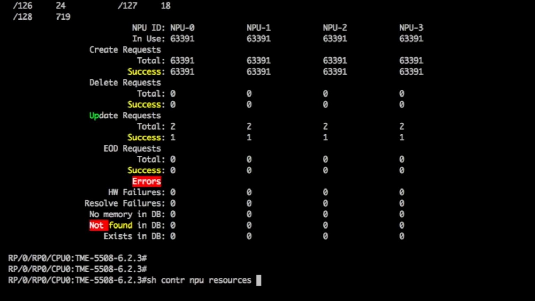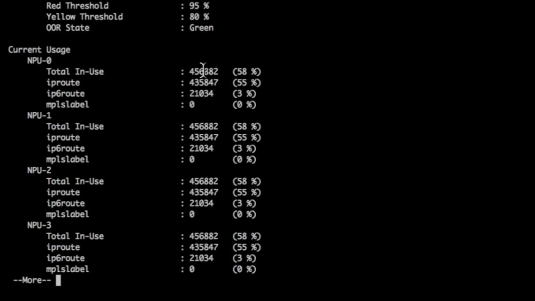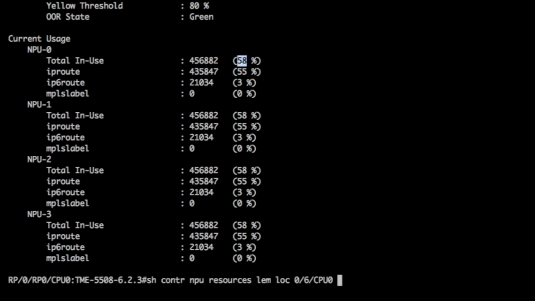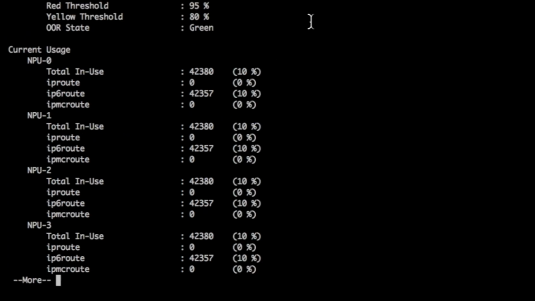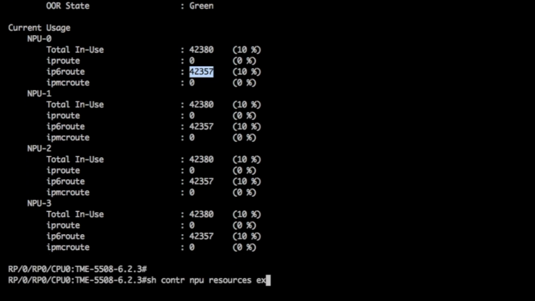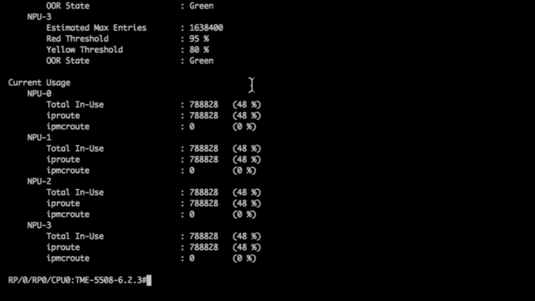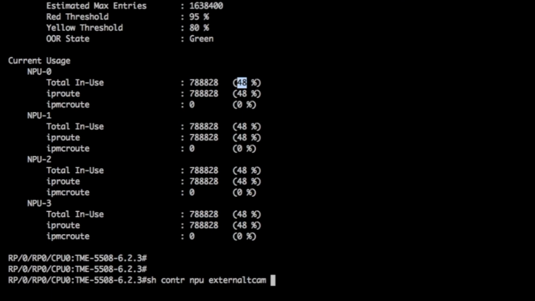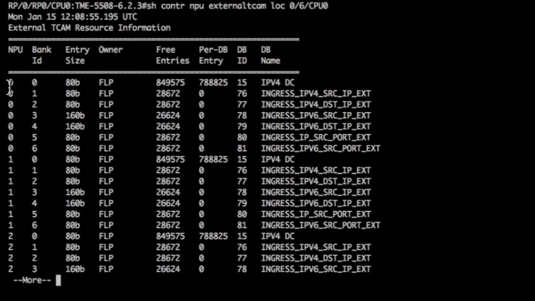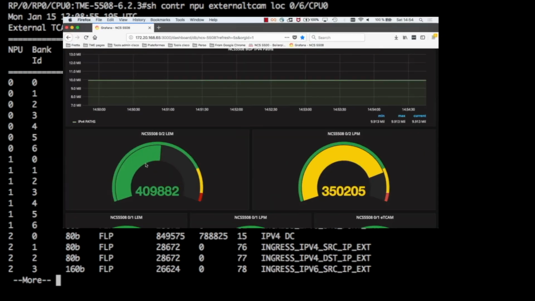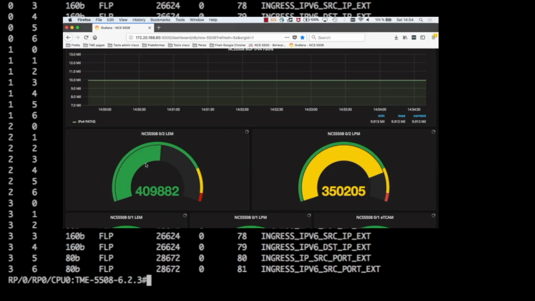The show controller NPU resource will display the utilization of the different databases internally and externally. We use 58% of LEM, 9% of LPM, and 48% of external eTCAM. More specific to the external eTCAM, you can use show controller NPU X eTCAM to take a look at the carving and utilization. We can use Grafana to visualize the same information streamed by telemetry.